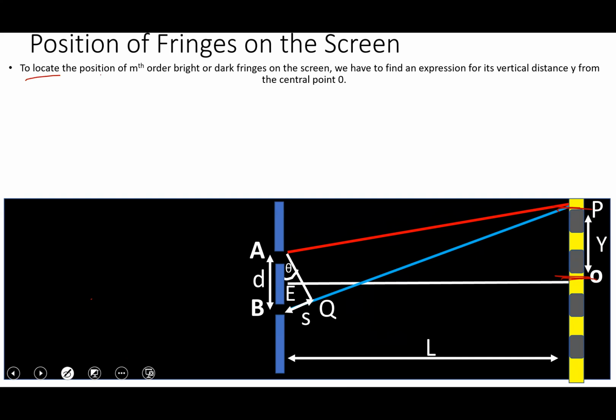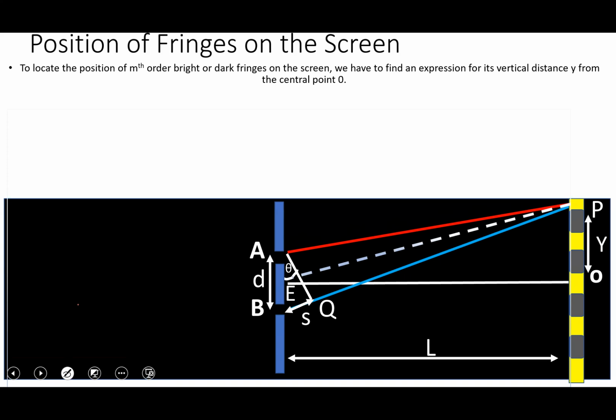Now, to locate the position of nth order, any order you can say, bright or dark fringe on the screen, we have to find an expression for its vertical distance y from the center point O, which is represented right over here. We have to find this much distance, for whichever order of wavelength we are taking. So if we make a triangular form over here from point P to point E, shown by a dashed line, we can solve it by a similar triangle concept.